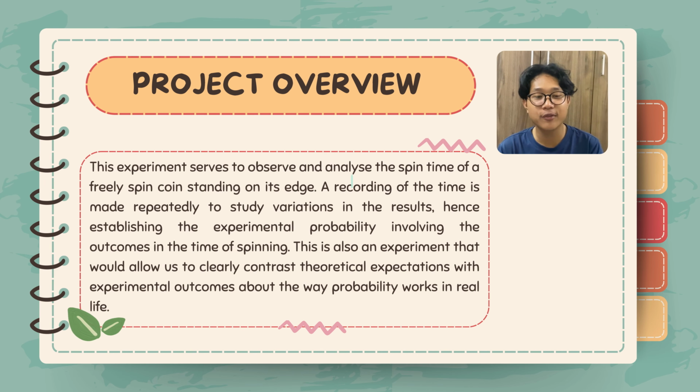Probability is used in understanding and predicting patterns under conditions of uncertainty. Next, we move to project overview. This experiment serves to observe and analyze the spin time of a freely spun coin standing on its edge. A recording of the time is made repeatedly to study variation in the result, hence establishing the experimental probability involving the outcomes in the time of spinning.